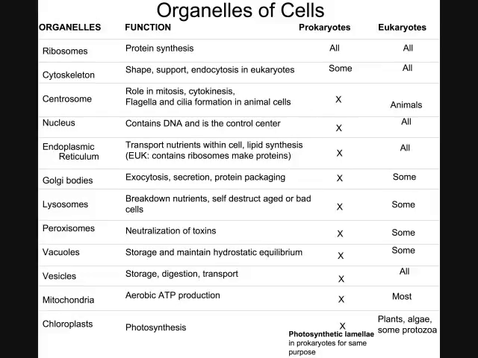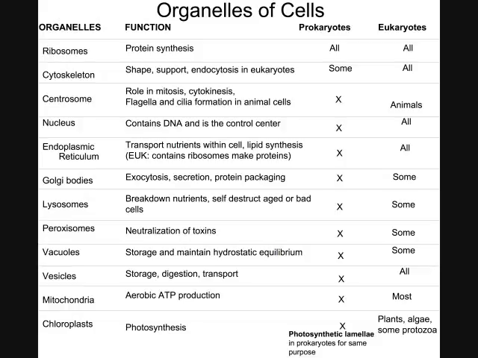Before looking at the cells once again, I want to explain the organelles found in a cell, such as ribosomes, which function in protein synthesis, found in all eukaryotic and prokaryotic cells. Cytoskeleton, which shapes, supports, and does endocytosis in eukaryotic cells. They are found in some prokaryotic and all eukaryotic. Centrosome, role in mitosis and cytokinesis. Flagella and cilia formation in animal cells. They are only found in eukaryotic animal cells.